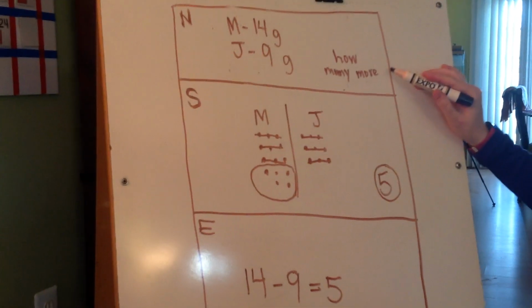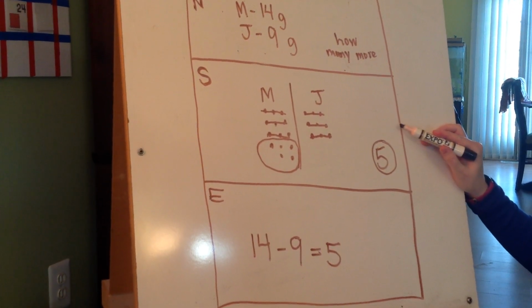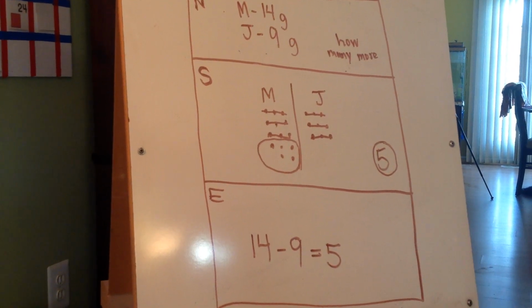If you got this box right, you can have a point. If you got this box right, you can have a point. If you got this box right, you can have a point.